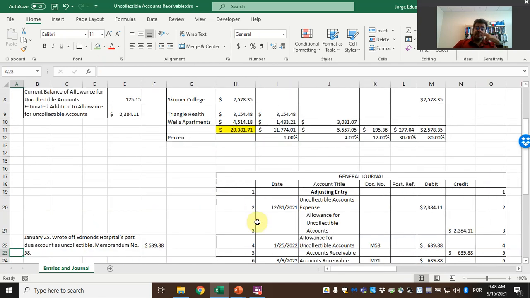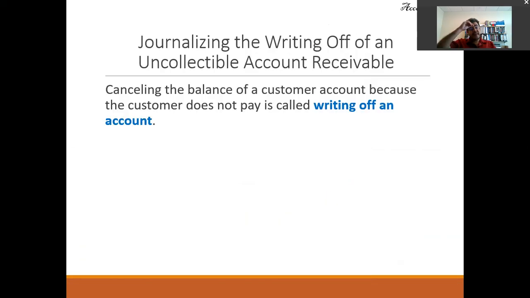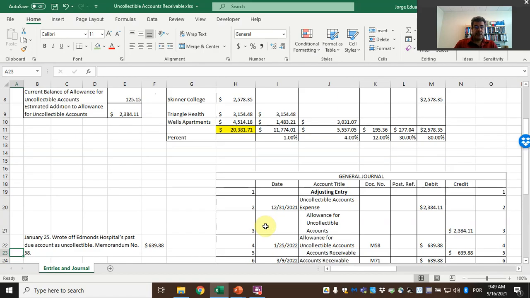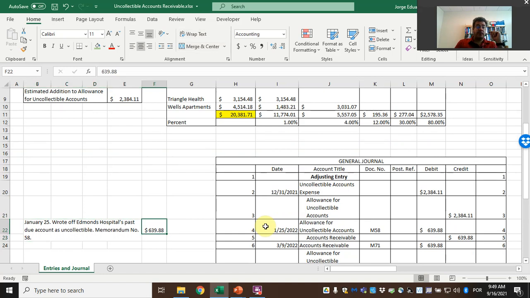Perfect. However, now we are collecting the money, canceling the balance of a customer account because the customer does not pay. So, okay, that happens. The client is not paying us. We call it writing off an account. How does it work? Let's consider this one. January 25th, wrote off Edmund's Hospital past due account as uncollectible based on Memorandum 58. So let's journalize it.